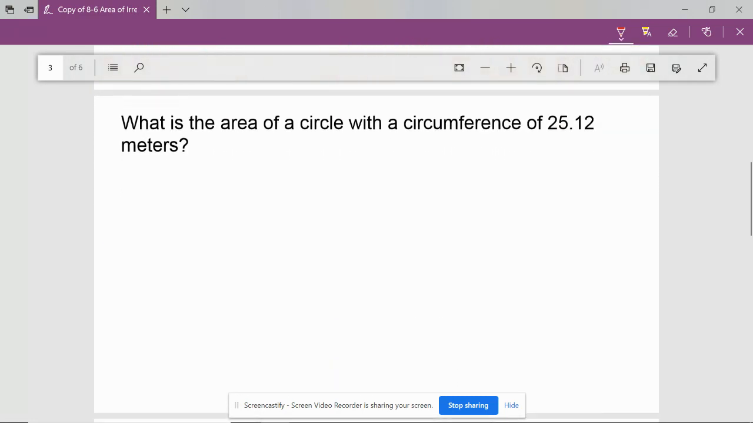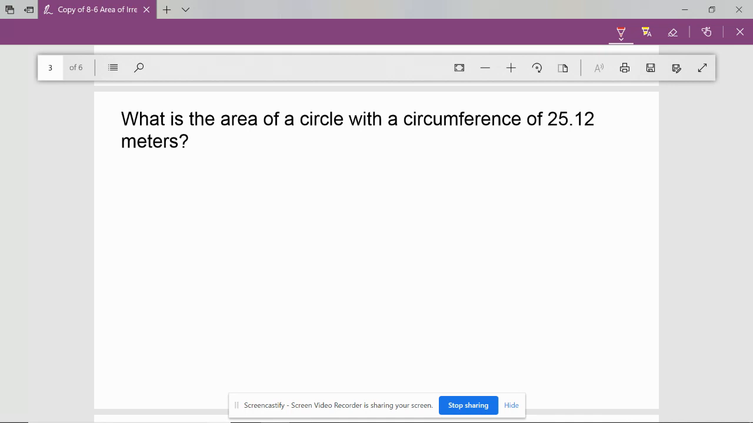So let's go on to the next problem. What is the area of a circle with a circumference of 25.12 meters? First thing we got to do is find our radius. Sorry, it's late at night. My handwriting is not going to be very good. We do that using circumference equals 2 times pi times r. So we know our circumference is 25.12, equal to 2 times 3.14 times r.